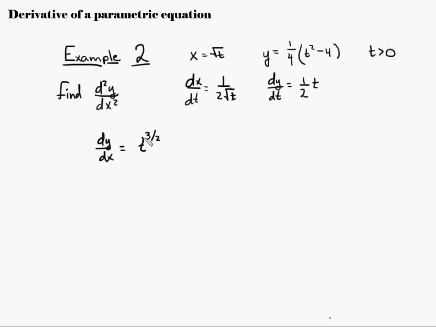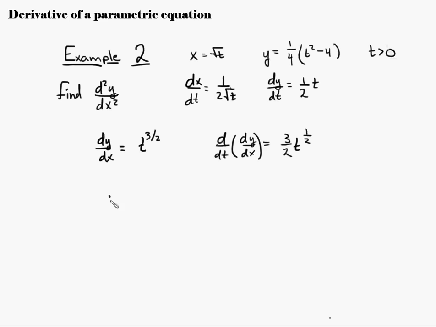Now to find the second derivative, I take the derivative of this with respect to t and then divide by dx/dt again. So first I'm going to take the derivative of this, so d/dt of dy/dx is equal to, I just bring this down, so I'll have 3/2 t to the 1/2, and then on the bottom I just have this again, so dx/dt.